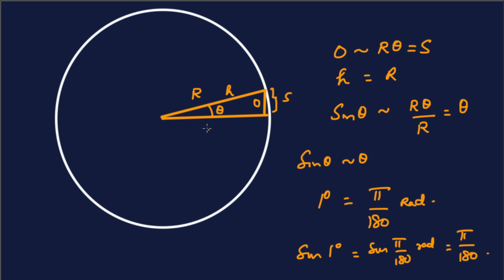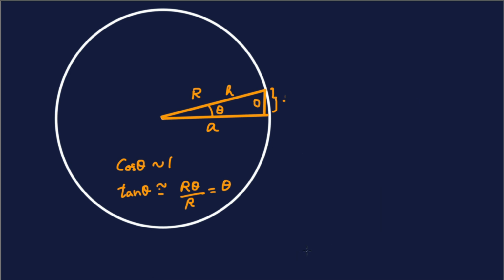Now while we are at it, notice that the adjacent side is also practically equal to the radius, which is the hypotenuse. So cos theta is approximately 1, and tan theta is again opposite side by adjacent side. The opposite side is r theta approximately, divided by the adjacent side, which is approximately the radius. So that is equal to theta, again in radians.